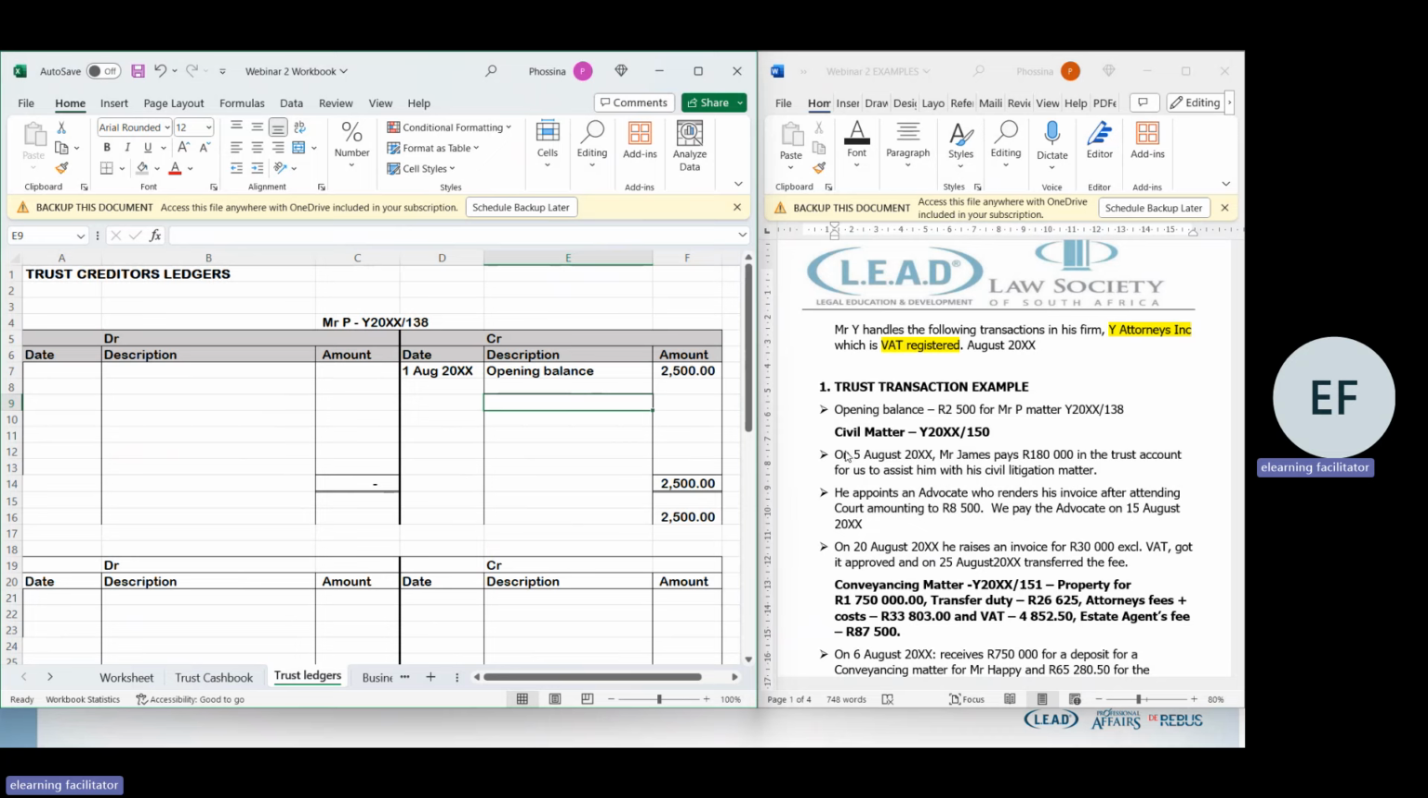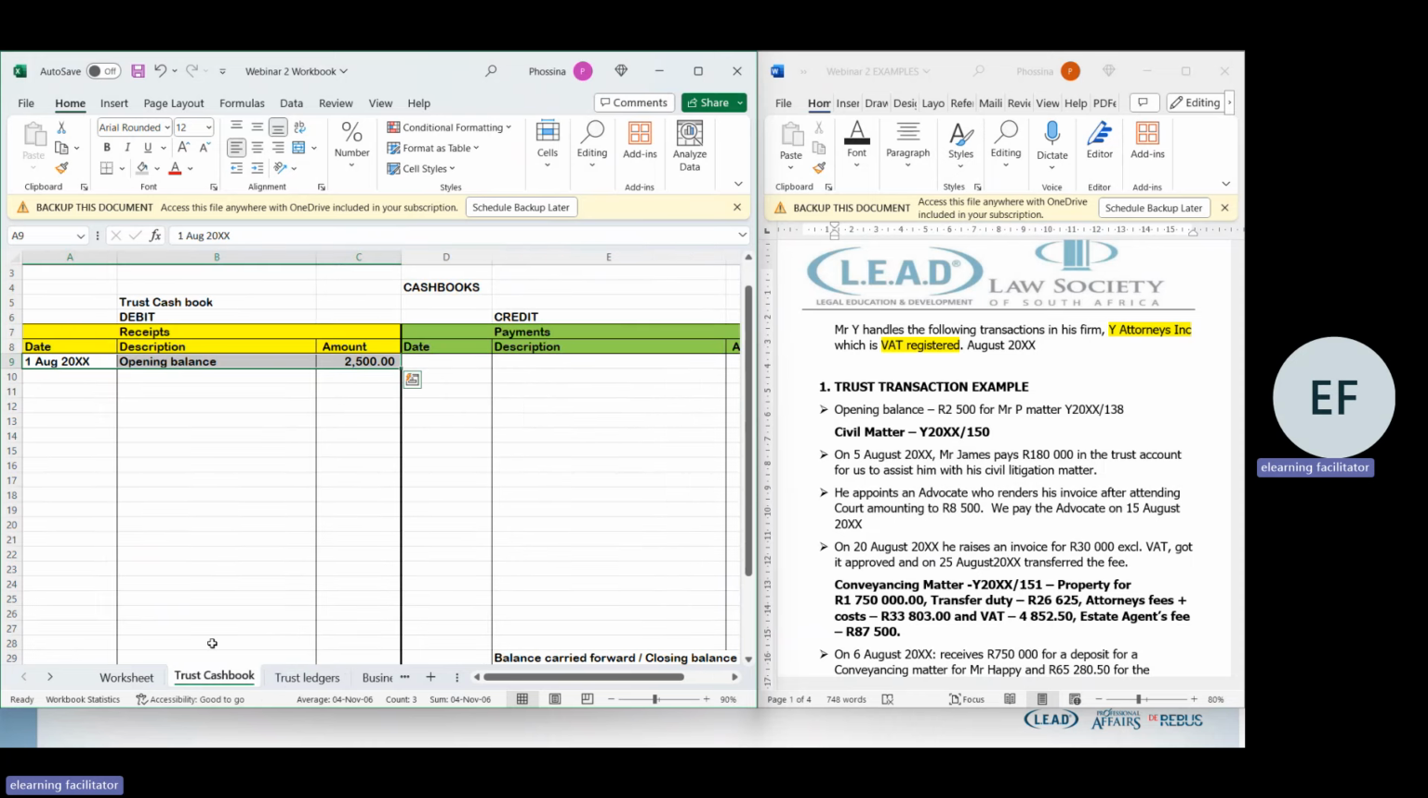And then we are told that there was a civil matter which was handled by Y Attorneys Inc. under file reference Y 2011/150. On 5 August 2011, Mr. James pays 180,000 in the trust account for us to assist him with his civil litigation matter. Okay, so it's a receipt. We are receiving money from Mr. James, so we record it into our trust cash book.